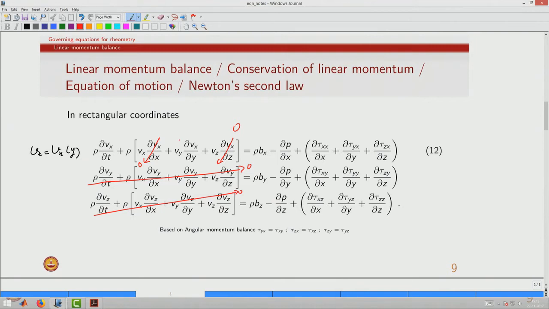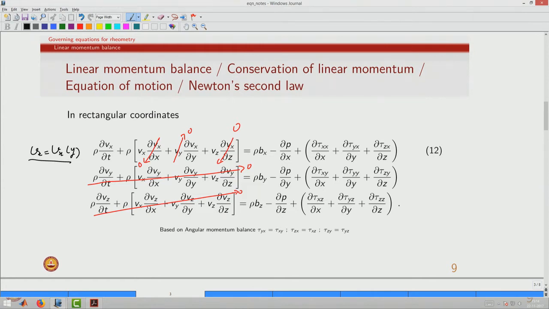Now, Vy itself is also 0. So, we can see that the inertial terms identically fall out to 0, given our assumption that we are looking at one dimensional flow with y being the shearing direction. We do not have any other terms. We cannot say anything right now about the overall stress components.